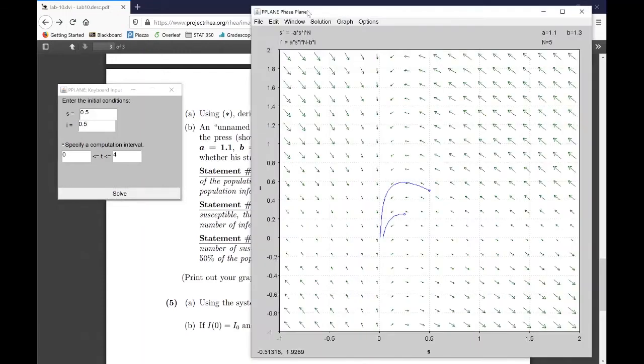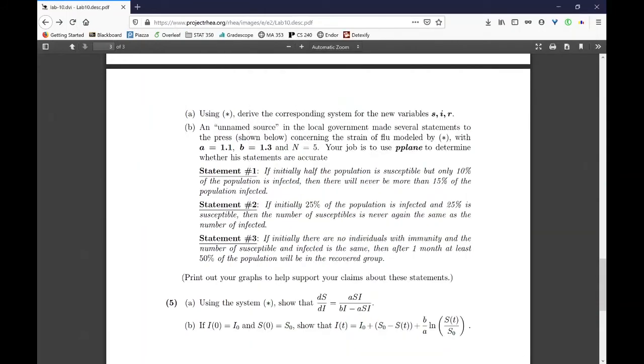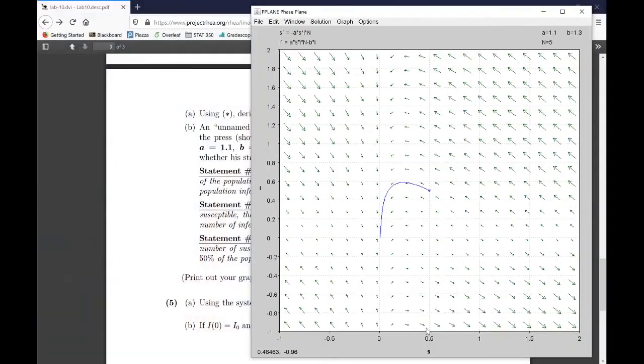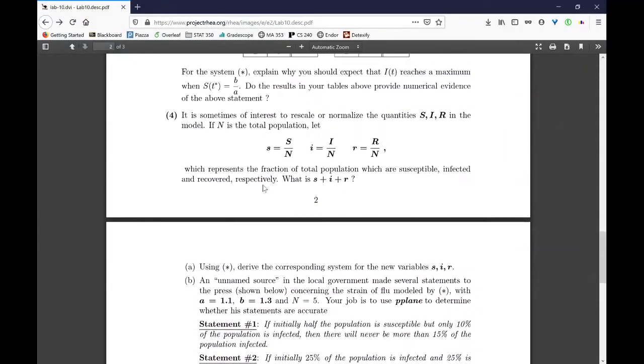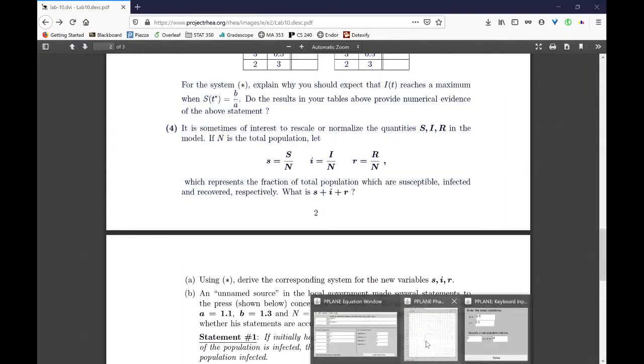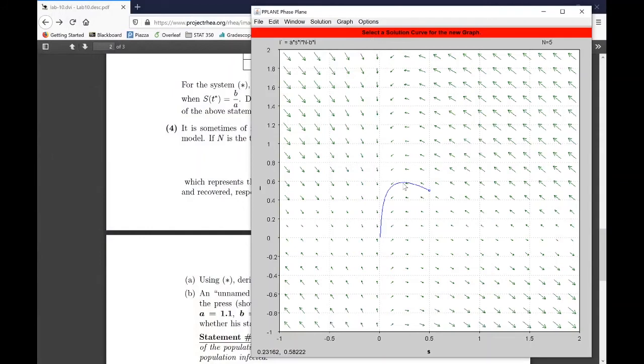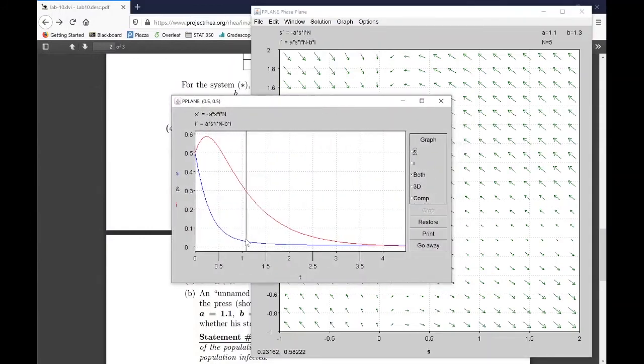Let's graph this. Let me clear that just to make sure I'm using the right one. Okay, this one. We want to find whether after 1 month at least 50% of the population will be in the recovered group. Recall that from our previous calculation, we have that s plus I plus r is equal to 1. So we can calculate r by looking at our values of s and I. If we look here, after 1 month right here, the number of susceptible is maybe around 0.4.